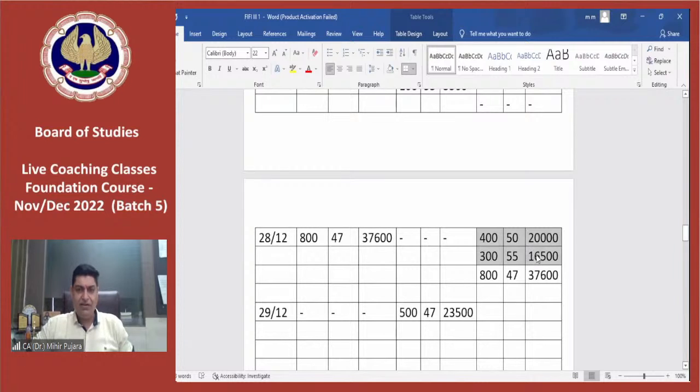So in closing stock, guys, the first two lots will remain the same. Okay. And from this 800, we issue 500. So we will have 300.